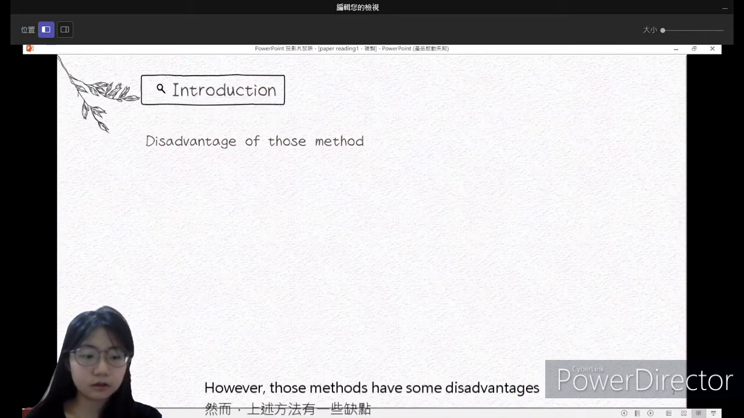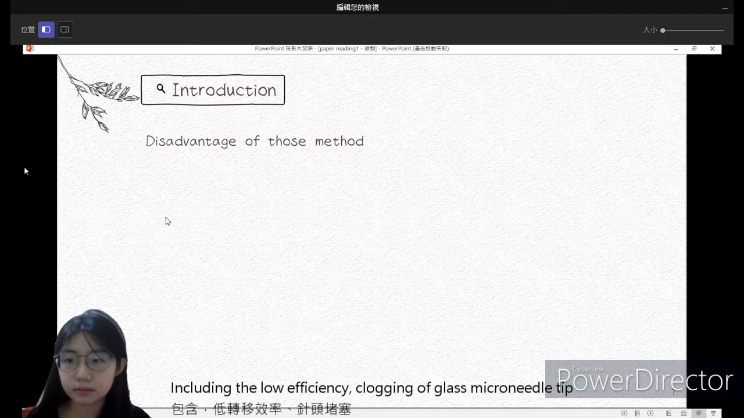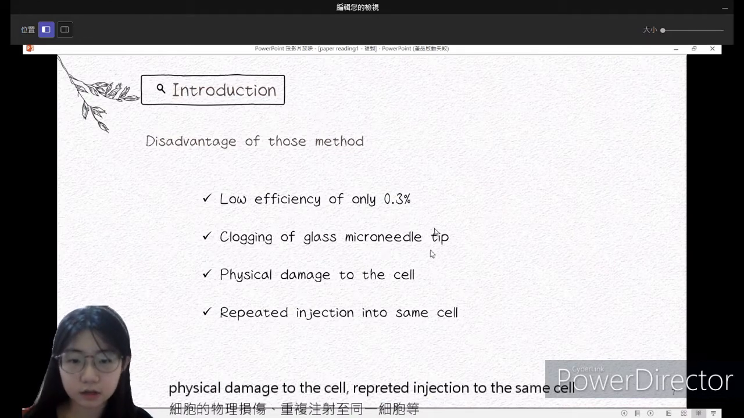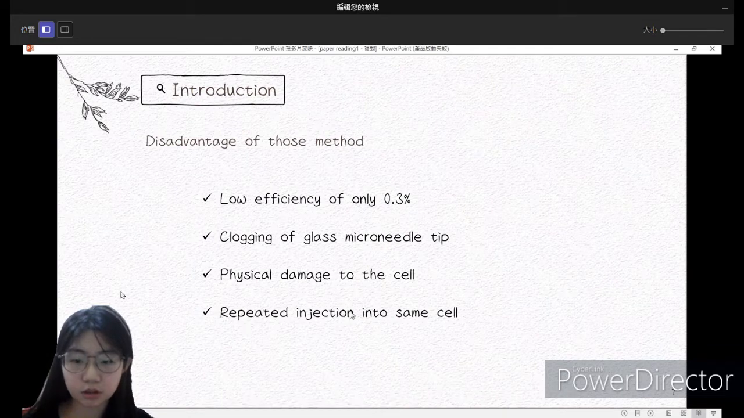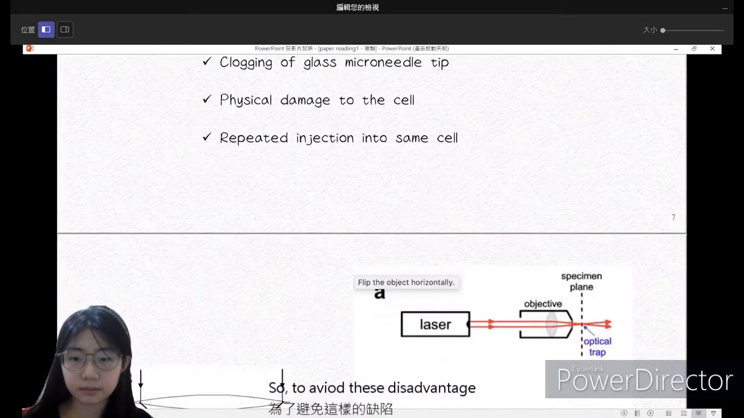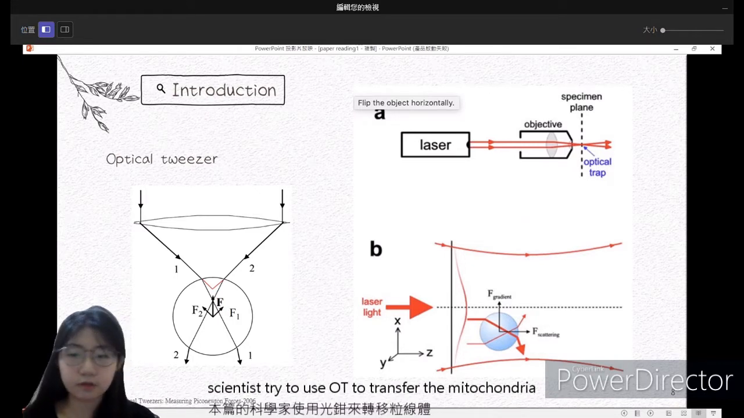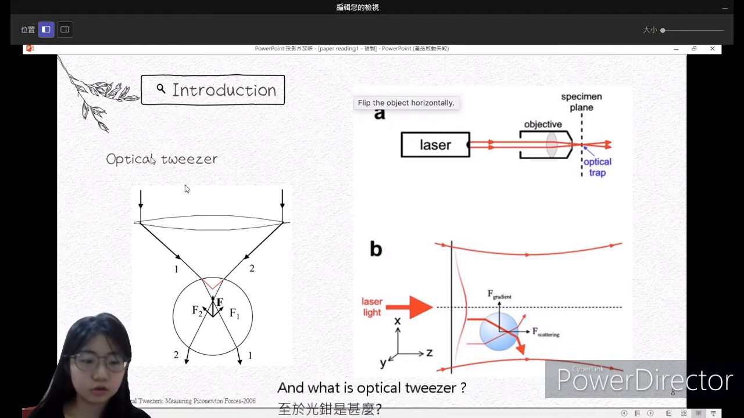However, those methods have some disadvantages, including the low efficiency, the clogging of glass microtube, and some physical damage to the cells or repeated injection to the same cells. So to avoid these disadvantages, scientists try to use optical tweezer to transfer mitochondria.